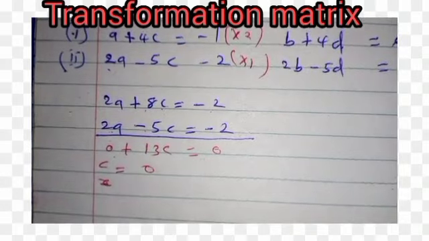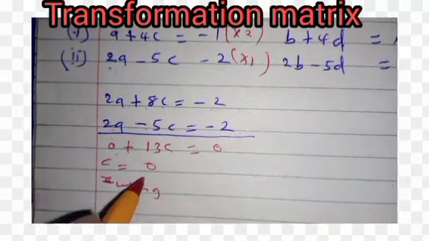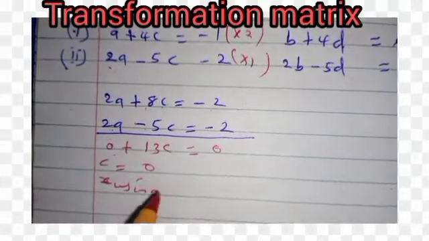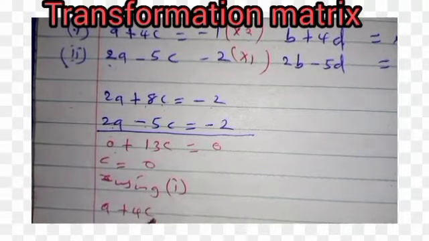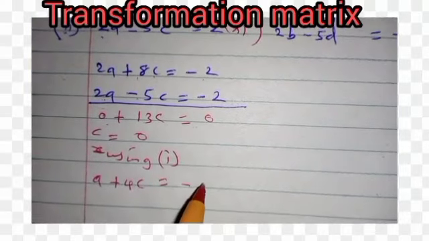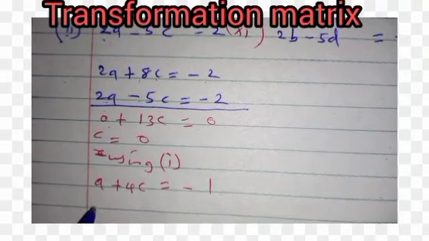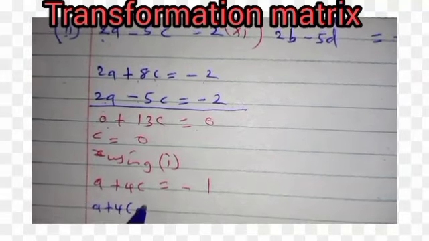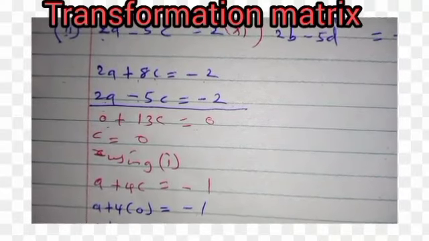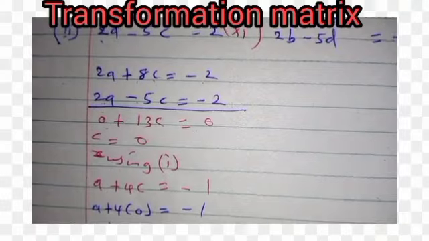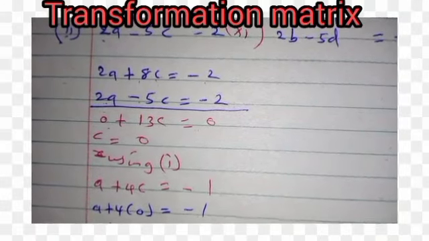So we substitute using equation 1, this one here. Using 1 tells us that a plus 4c is equal to negative 1. So we substitute the value of c there. A plus 4 into bracket 0 is equal to negative 1. A plus 4 times 0 is 0, is equal to negative 1, meaning that our a is equal to negative 1.